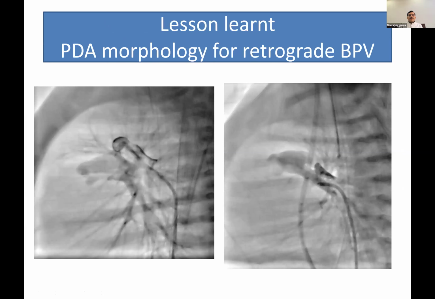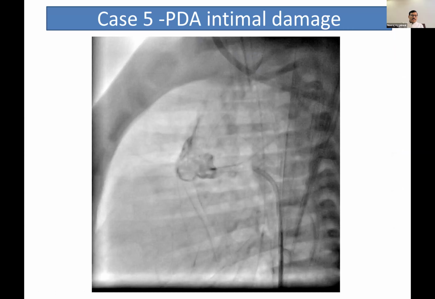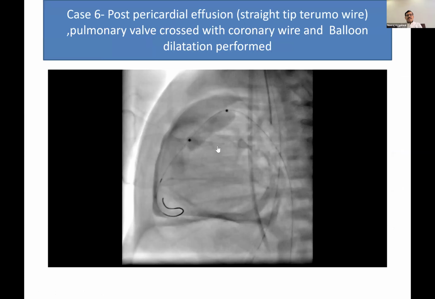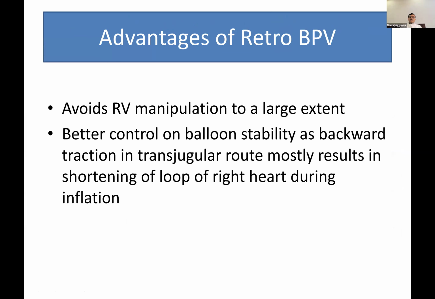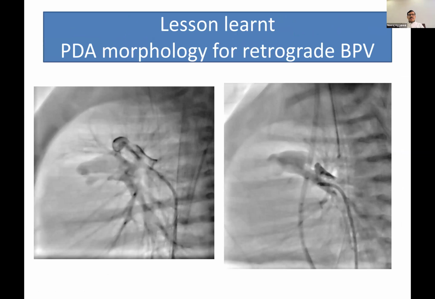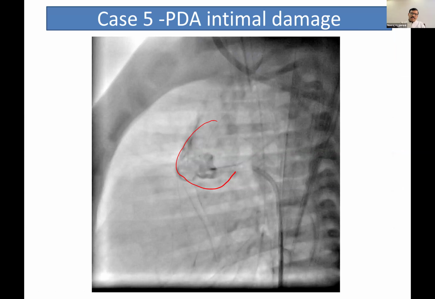Sorry for this. I don't know what is new here. So this was the patient who had intimal damage, and we could not get the PDA. Sorry for this. Now the sequence is gone. This was one of the cases where I got PDA intimal damage. That's why I wanted to show you.